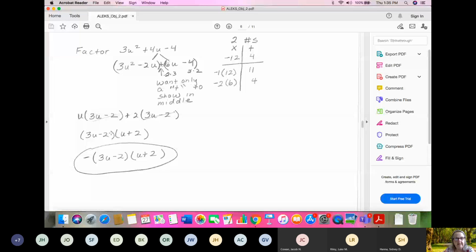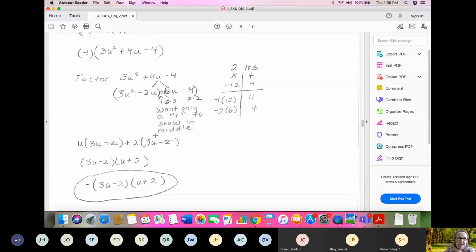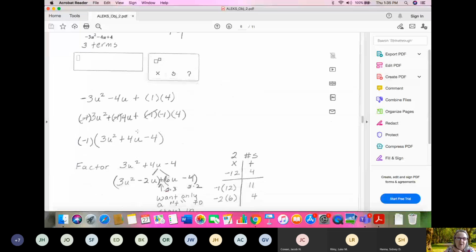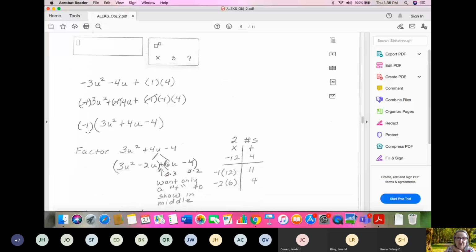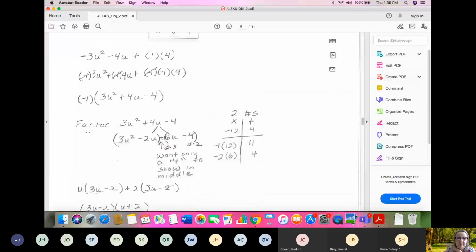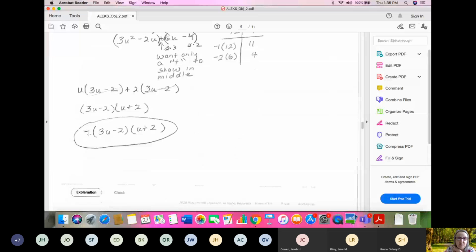Well, what's left? I lightly cross these out. What's left is this u plus 2. So that goes in this other factor. Now, are we done? No, remember we started this problem, even though it seems like a while ago, we factored out a -1. We still have to put that out in front, and that's the reason for the negative sign out in front.